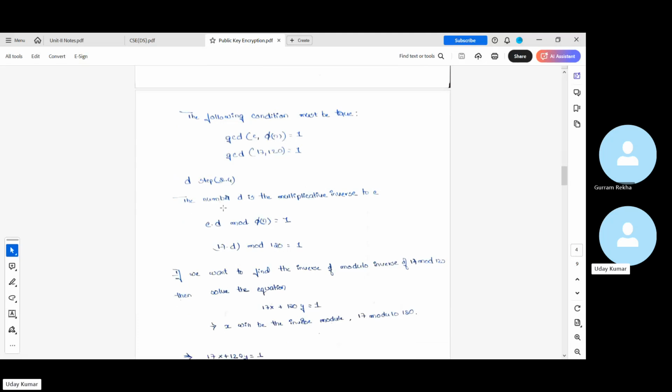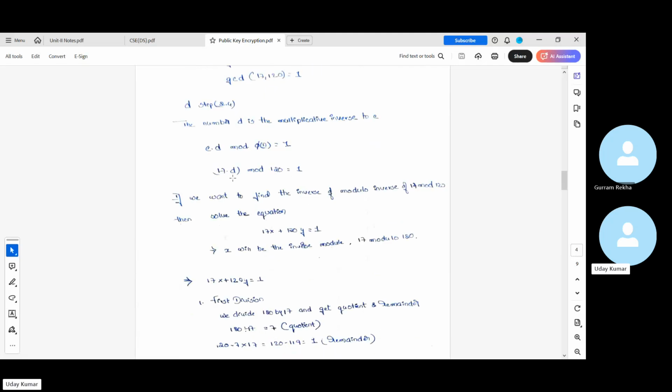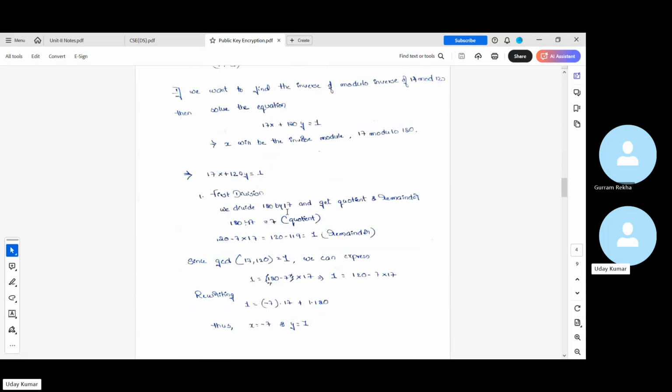Next, d. The number d is the multiplicative inverse of e. So e into d mod phi of n is 1. So 17 into d mod 120 equals 1. Now your job is to find the value of d. To find the modulo inverse of 17 mod 120, solve the equation 17x plus 120y equals 1. x will be the modulo inverse of 17 mod 120. So 17x plus 120y equals 1.